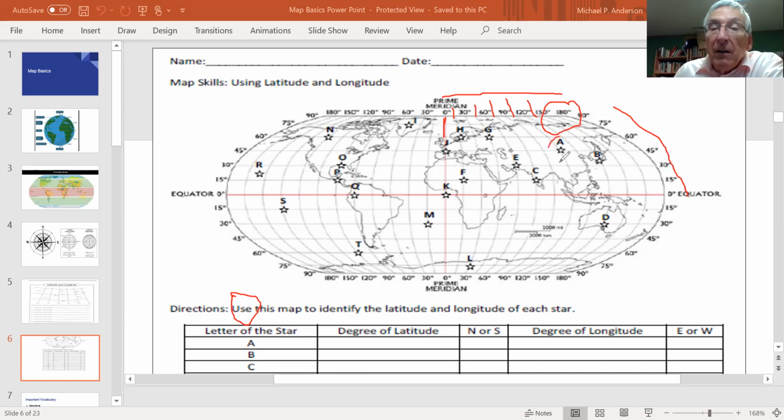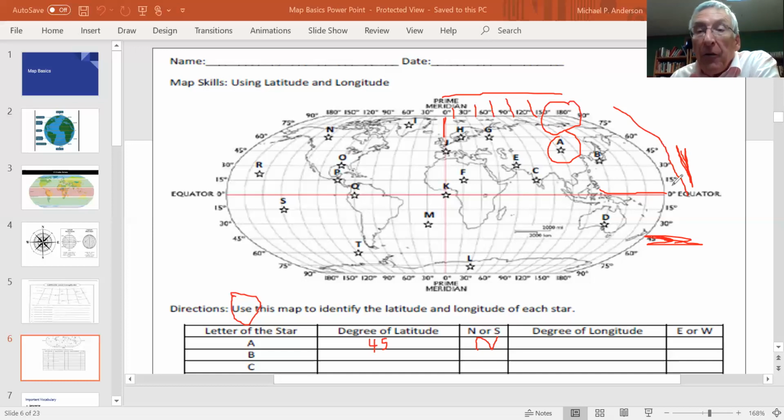So we find letter A. Now remember, we do latitudes first. Latitudes are over here at the side. So we count up 15, 30, 45. Whoop, letter A is right on that 45 degrees. So down here where it says letter A, we make 45. Now we can't just say 45 degrees because we got 45 degrees down here at the bottom too, don't we? So we have to put north over here. It is north of the equator. So it's going to be 45 degrees north latitude.